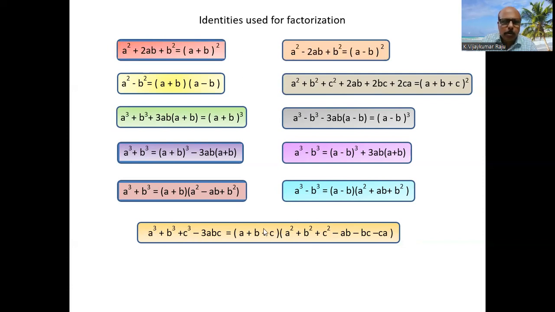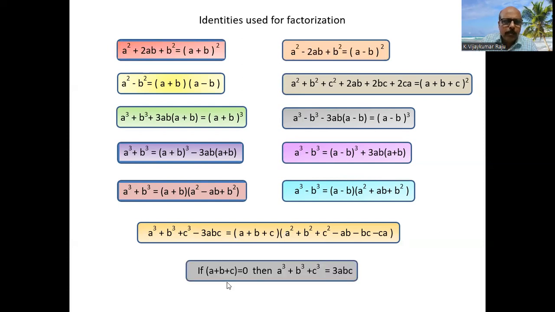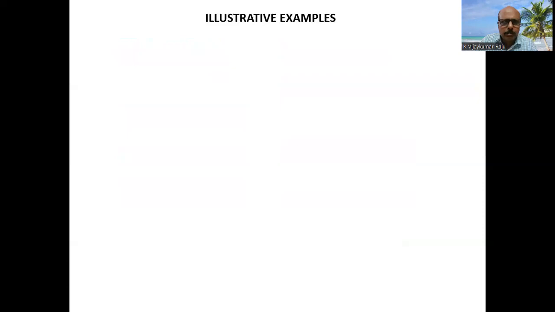Suppose a plus b plus c is 0. If this becomes 0, then 0 into this entire bracket will become 0. So that means a raised to 3 plus b raised to 3 plus c raised to 3 minus 3abc will be 0. You can bring this term to this side: if a plus b plus c is 0, then a raised to 3 plus b raised to 3 plus c raised to 3 is equal to 3abc. These were the identities which will be useful for solving the problems. Now let us start with examples.